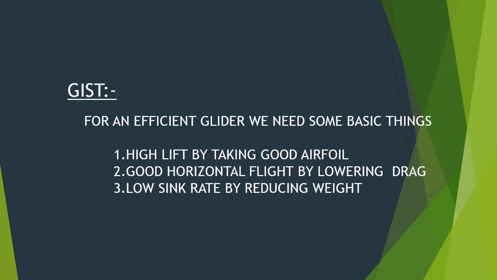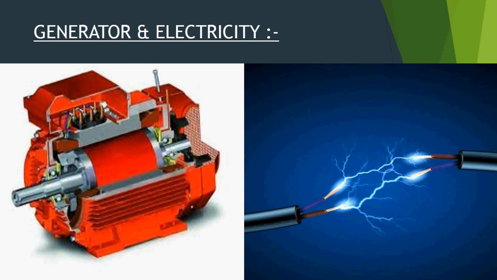Now, what are the challenges we face in making that glider? For an efficient glider we need some basic things. First is high lift by taking a good airfoil. Second is good horizontal flight by lowering drag. And the third is low sink rate by reducing weight.